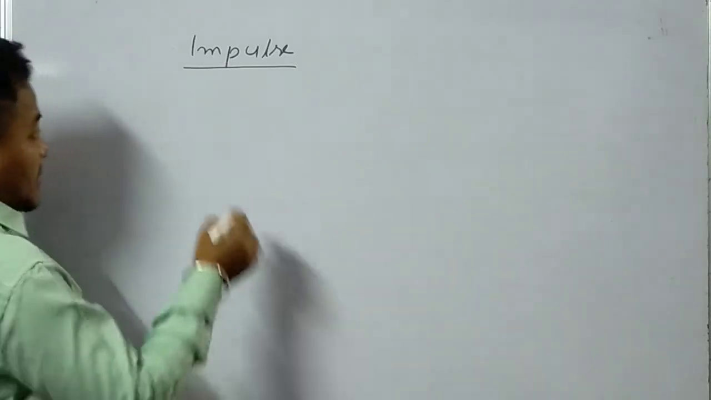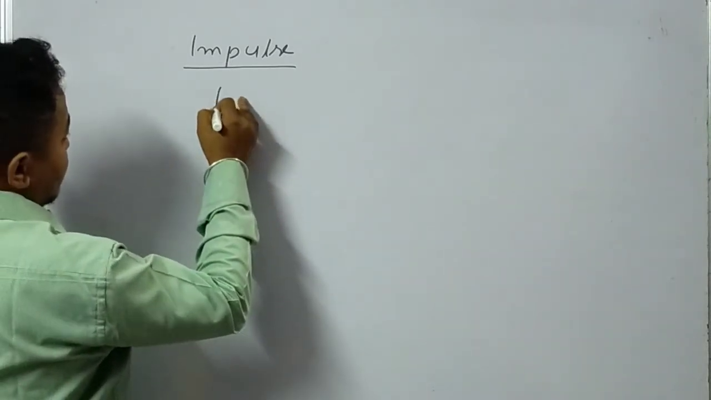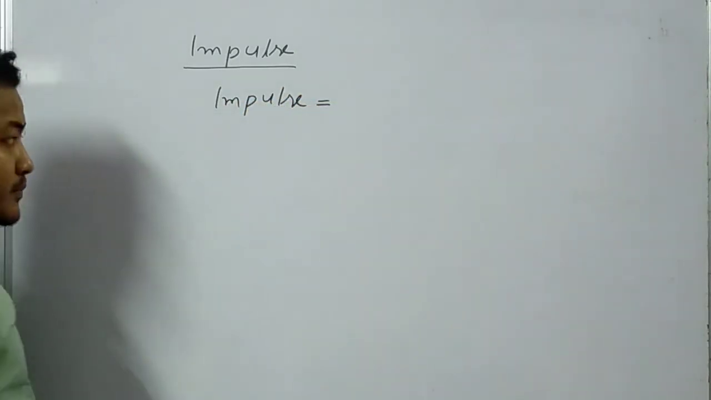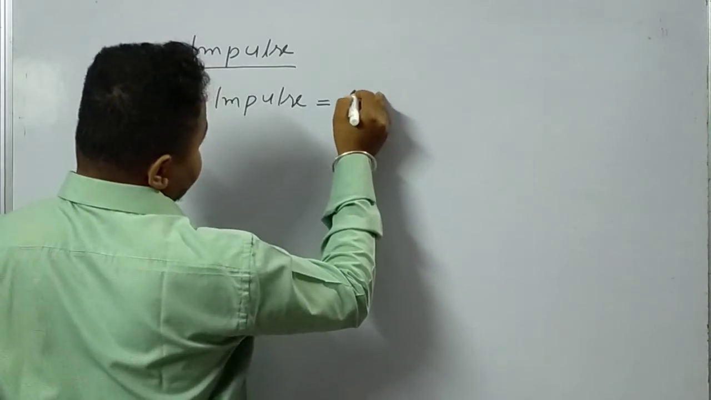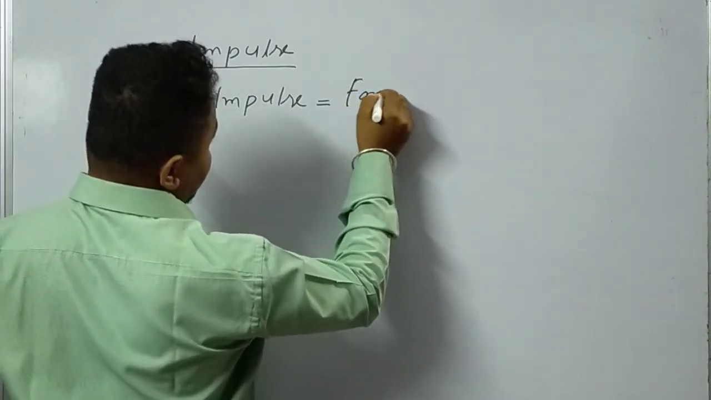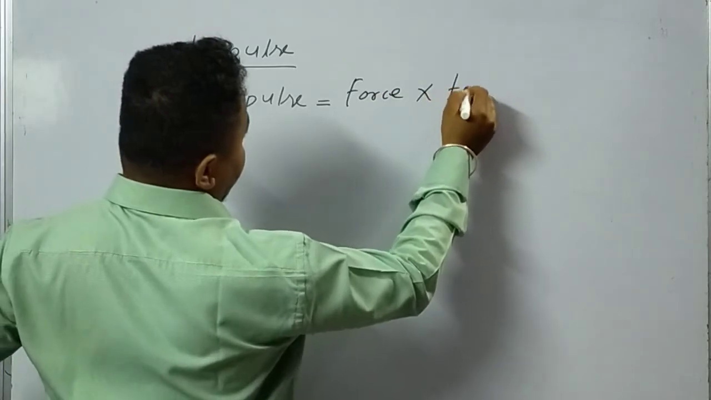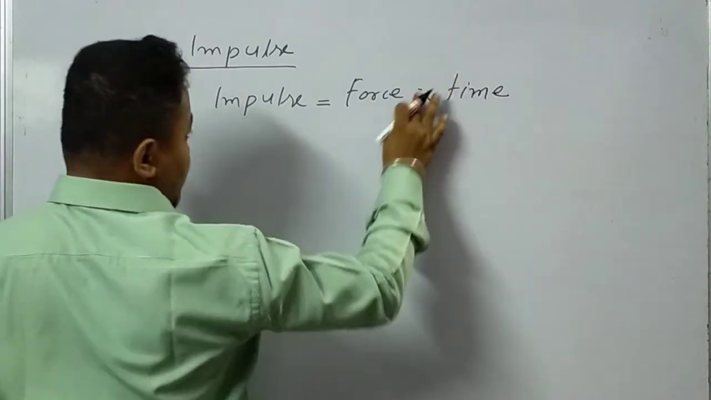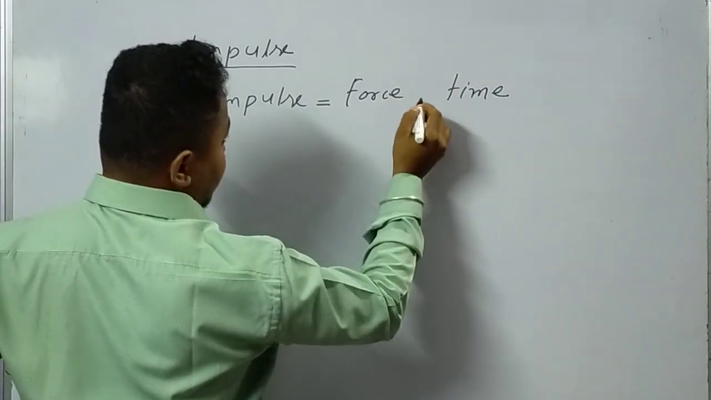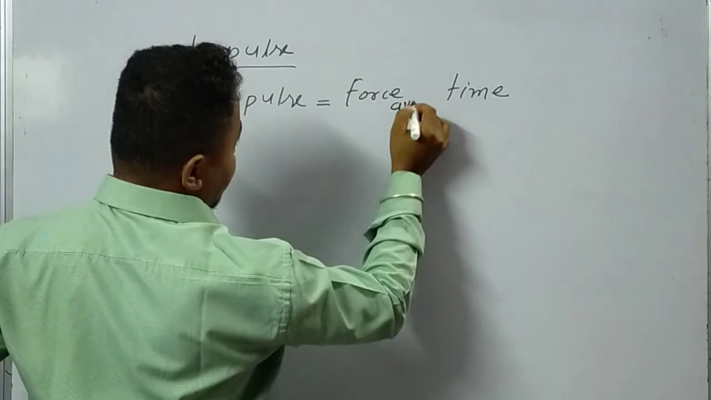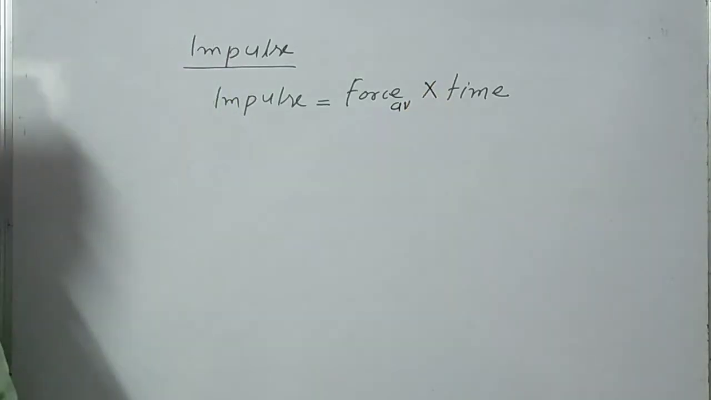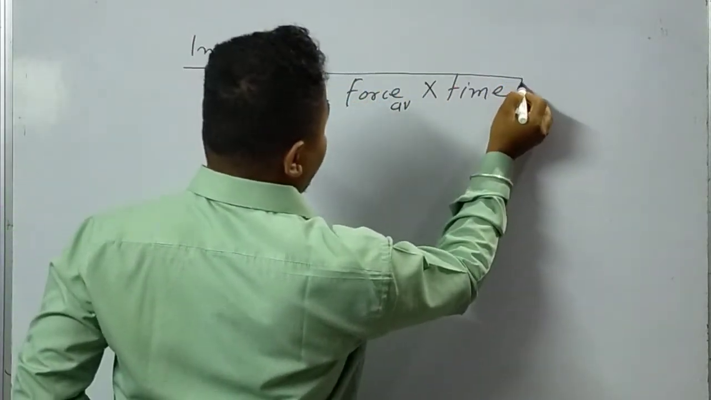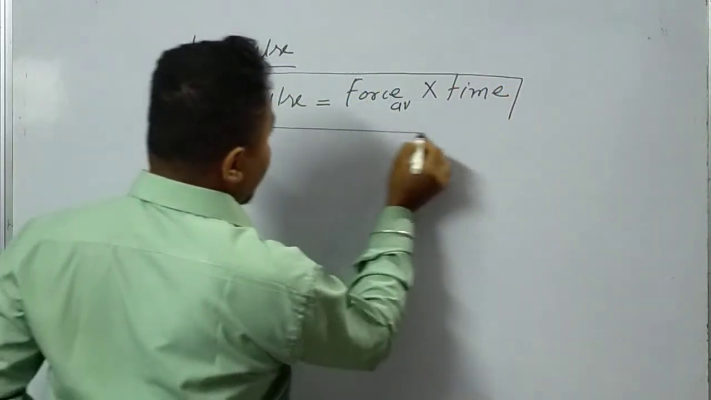So impulse, if you want to write it, is equal to force into time. Am I clear? Force into time. This force can sometimes also be called average force. Average force into time. That is how we express impulse. Understand? So this is what impulse is.